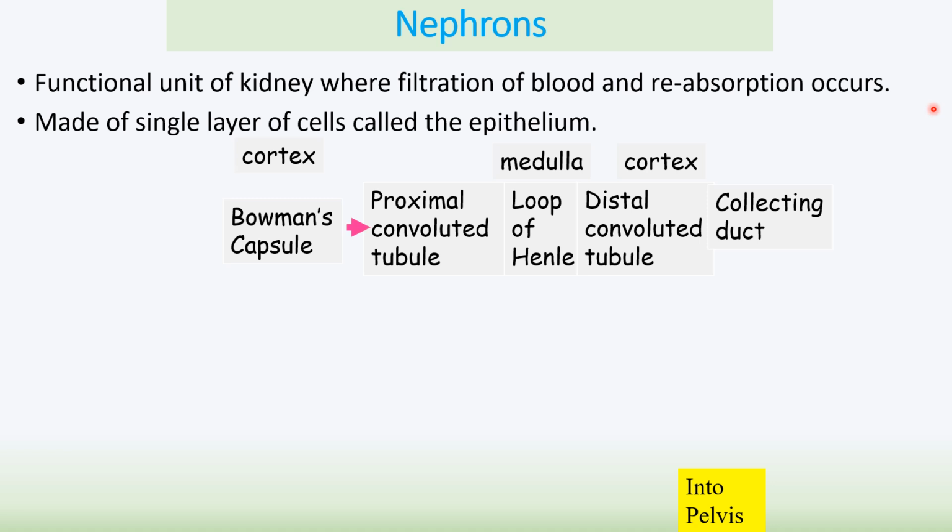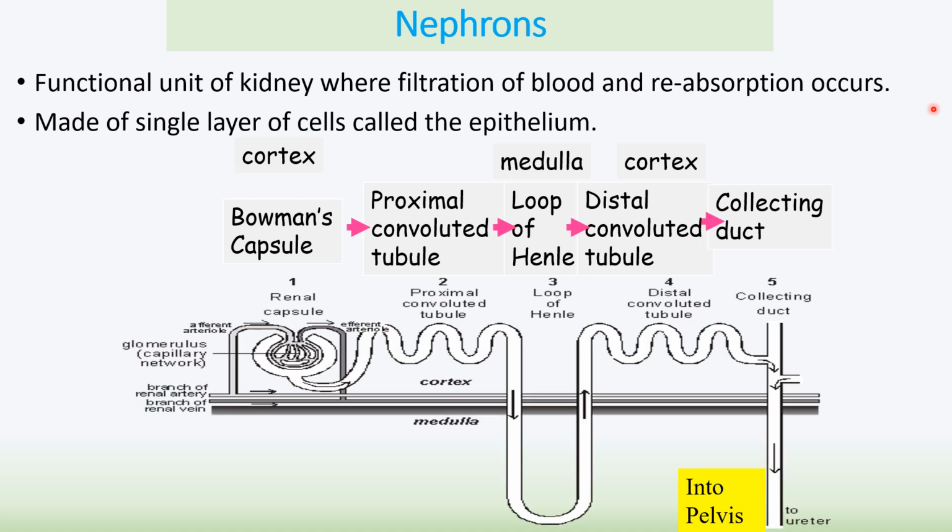The picture here, which you need to get used to, starts off in the Bowman's capsule, where ultrafiltration occurs. You then have the proximal convoluted tubule, where selective reabsorption occurs. Water is then absorbed in the loop of Henle and the distal convoluted tubule, before the collecting duct is the final control of water levels in the body using the hormone ADH.